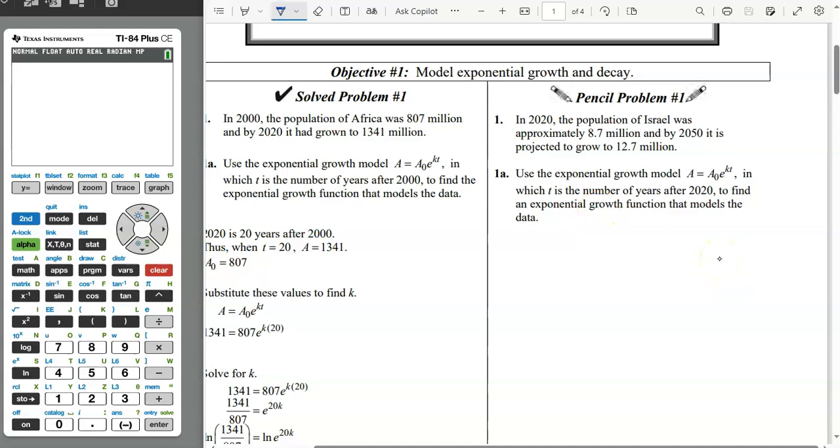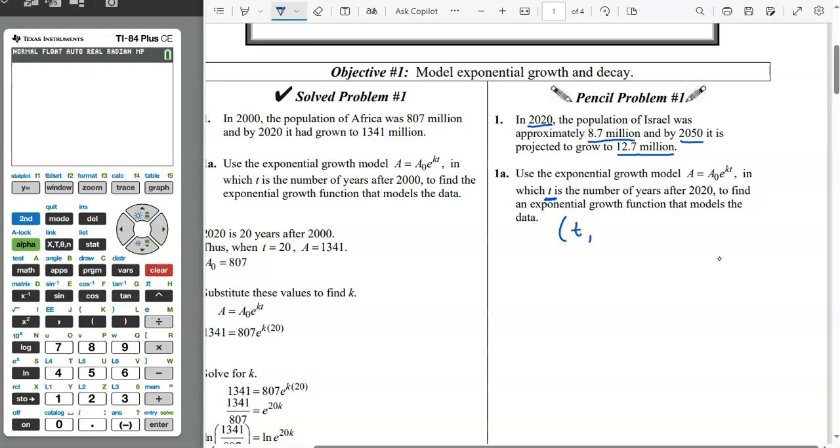We are given a little bit of data. We found out that in the year 2020, the population of Israel was around 8.7 million. And then we know that by 2050, it's supposed to grow to 12.7 million. So we could take those as being two data points. Now, instead of calling this the year 2020, if we're going to do what this problem says, it says that t should be the number of years after 2020.